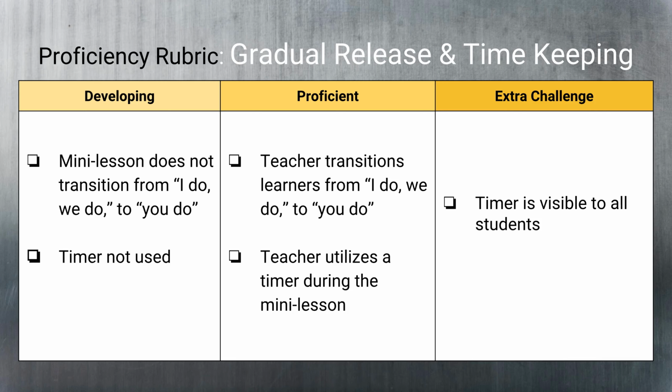In this final lesson lab, you'll have 15 minutes to show your learning instead of the normal 10. During the 15-minute lesson lab, you must transition from I do to we do and end with you do. You must also utilize a timer to monitor the pace of learning.